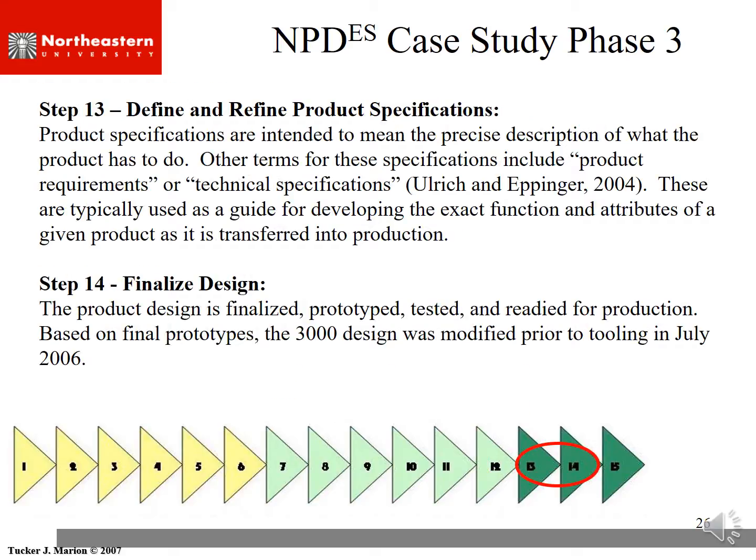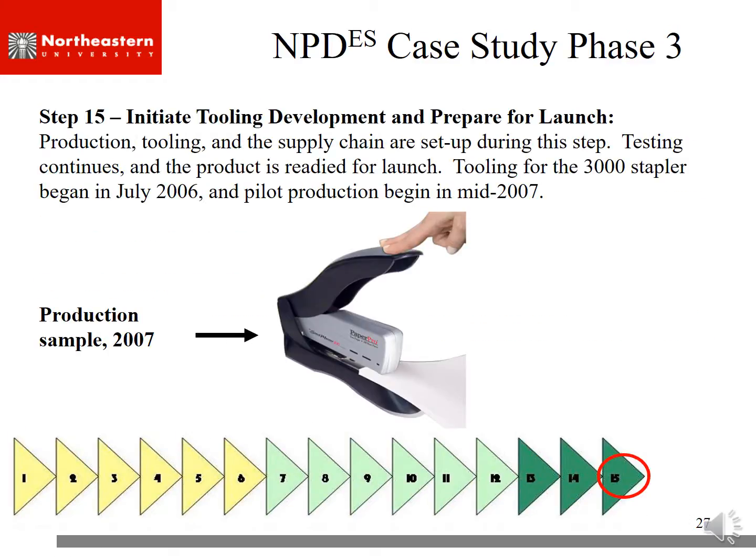and then we get into the final product specifications and final design. Any tweaks that need to be made, both to the product and to the manufacturing, and then we go to tooling and production. Production started, and the P1 samples, which is the first run of samples, were in 2007. So it was just about 2 years to develop this product, and it's just a basic stapler.